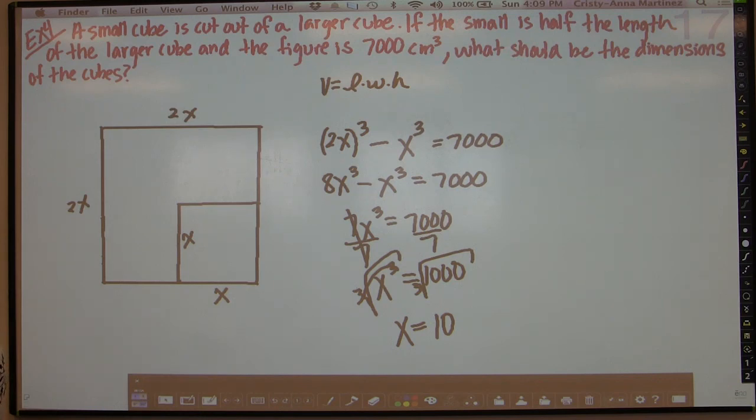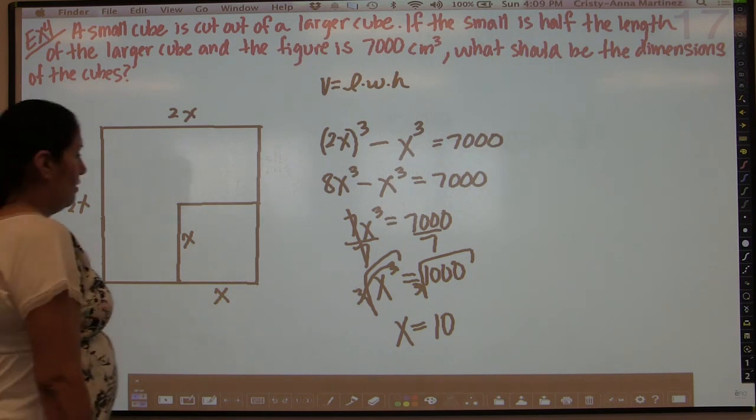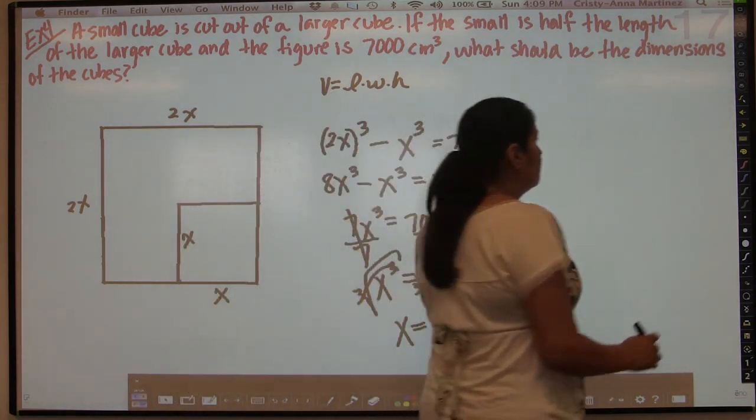And so what should the dimensions of the cubes be? Well, they're going to be 10 by 10 by 10. And in the case of the larger one, it would be double that, so it would be 20 by 20 by 20. All right, so that's how you do that little guy.